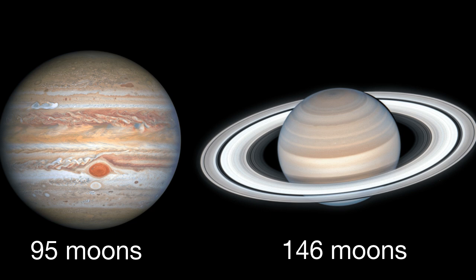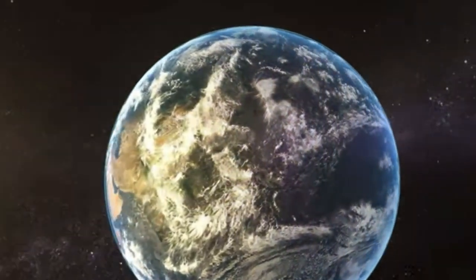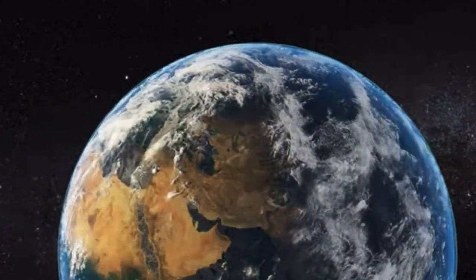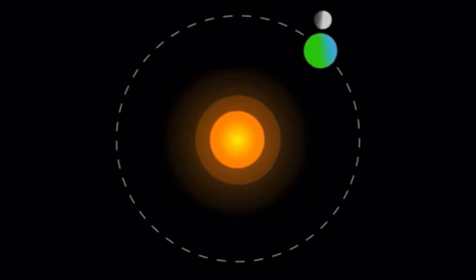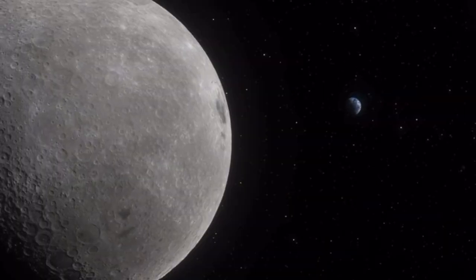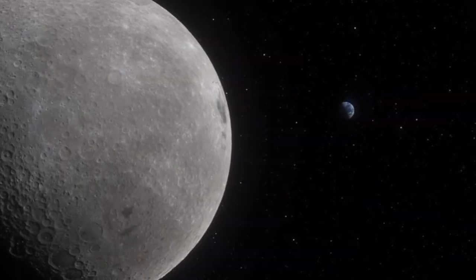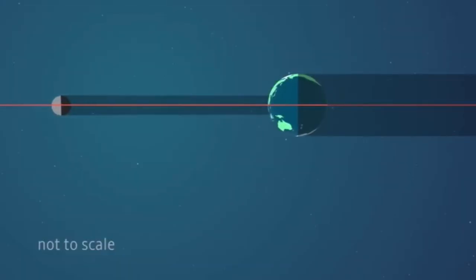But let's return to our home planet. Our moon orbits Earth, but its orbit is tilted relative to Earth's orbit around the sun. As a result, most times those three celestial bodies, Earth, Moon, and the Sun, are not aligned. However, there are a few times a year when all three objects are aligned, and that is when eclipses happen.